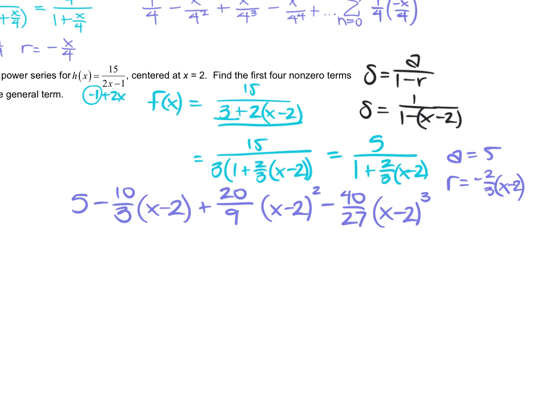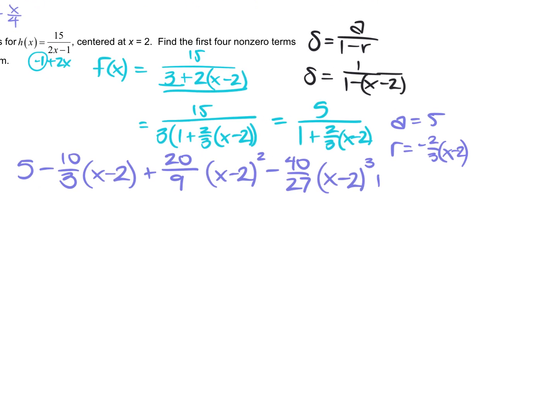Plus 80 over 81. Did I do 4 non-zero terms? 1, 2, 3, 4. Okay, I'm good there. I don't need to do the 80. All right, stop before you go to the 80. Plus, dot, dot, dot. How do I write this as a sum, a general term?